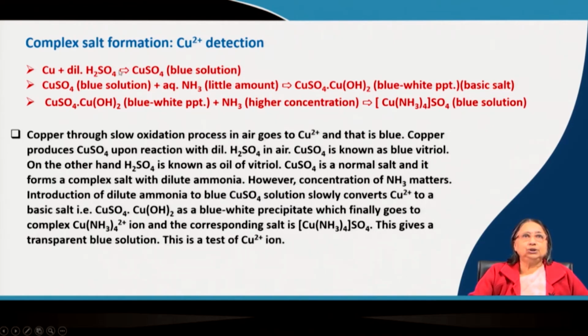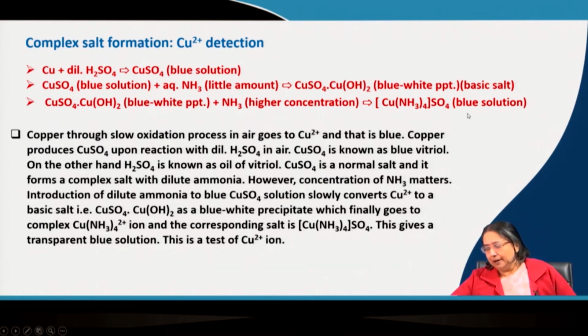This is also shown here as the reaction. Copper with dilute H2SO4 gives copper sulphate solution which is blue, then copper sulphate with aqueous ammonia gives this basic salt which is a blue white precipitate, and then you increase the ammonia concentration, to a higher concentration, then it will form the complex salt. So, this is a very good test of copper ion.